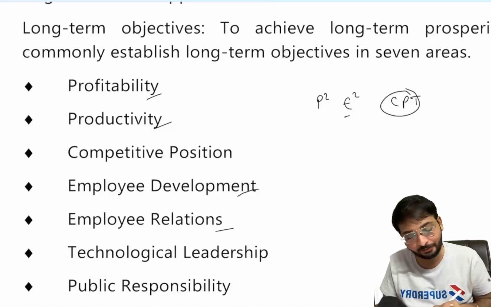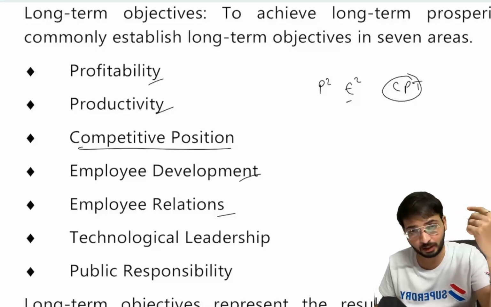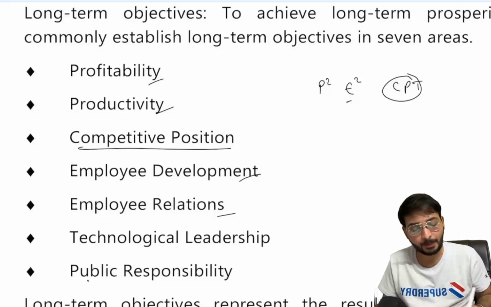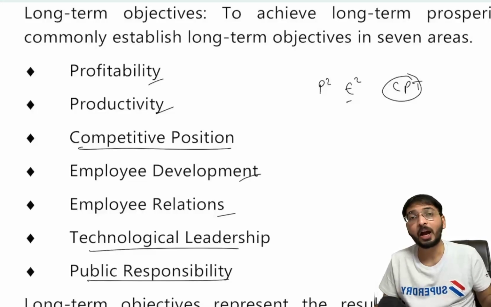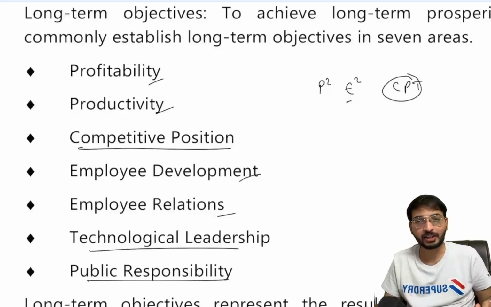Next CPT, C for your competitive position. Next 5 years I have to move from 4th place to 2nd place, that's a competitive position. Next public responsibility, and last one T for technological leadership. How good you will be at adopting the technology, that is called technological leadership.